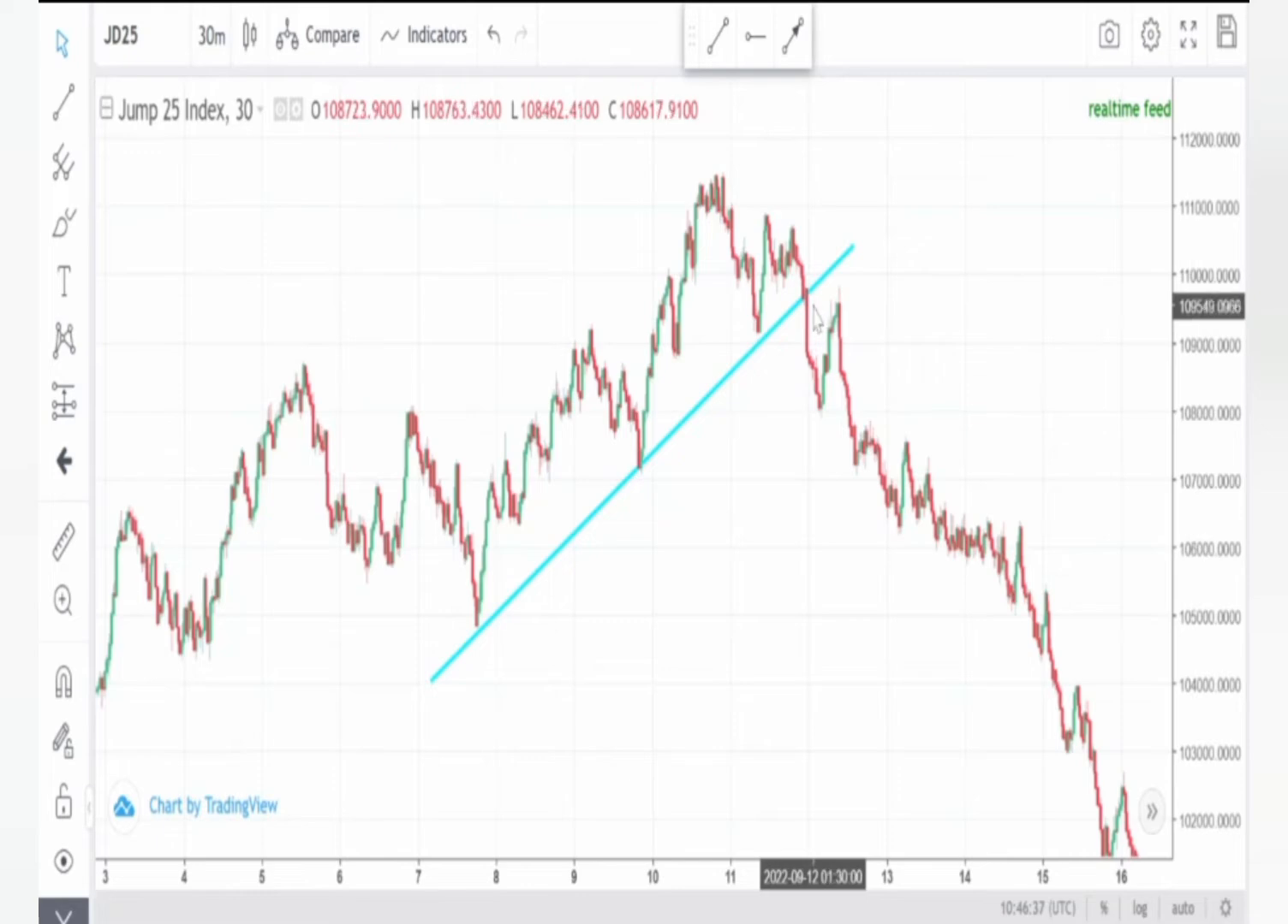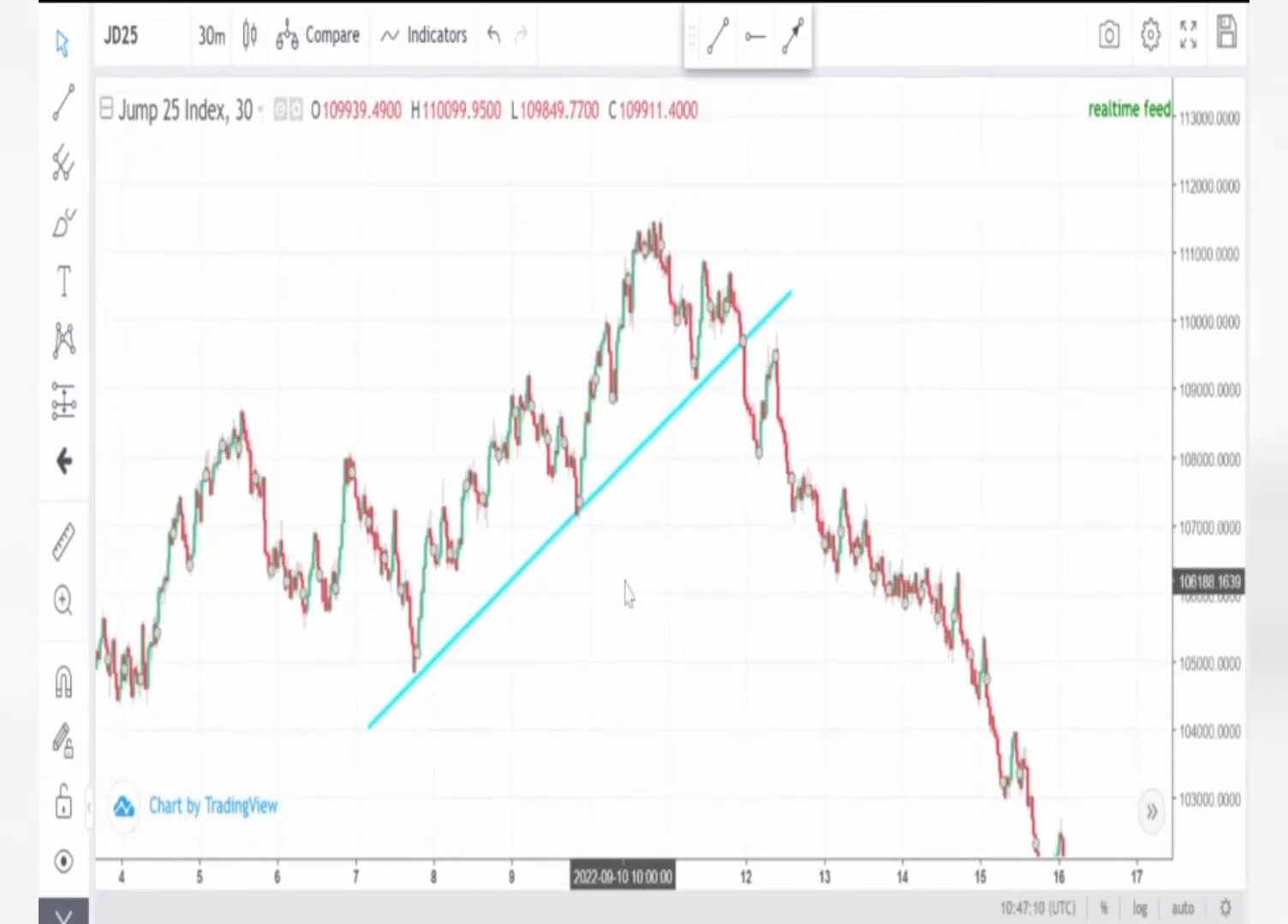The first thing you do is draw a trend line, and the more touches the trend line has, the stronger the support it shows. Like mine here has at least three touches. You can see the first one, the second one, and the third one. So when you combine a trend line with price action, you cannot miss some good entries.